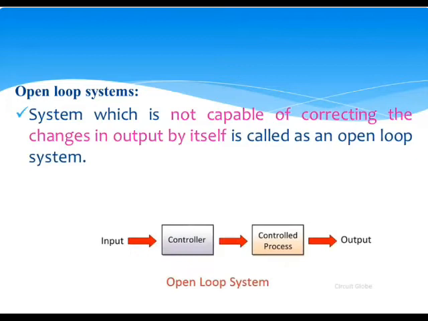An open loop system consists of a controller and a process. The input is fed to the controller and the output is taken out from the process. Whatever is the input fed to the controller, accordingly the output will be produced. When there is a disturbance in the system, then the output will be changing, which means that the output is not constant. The output is not maintained at the desired value. Such a system is called as open loop system.